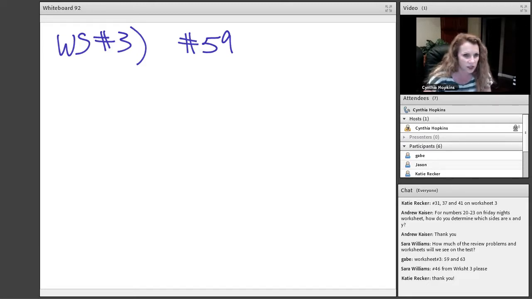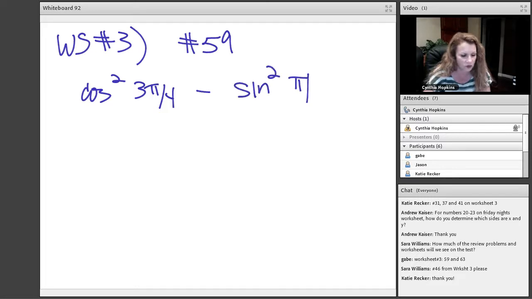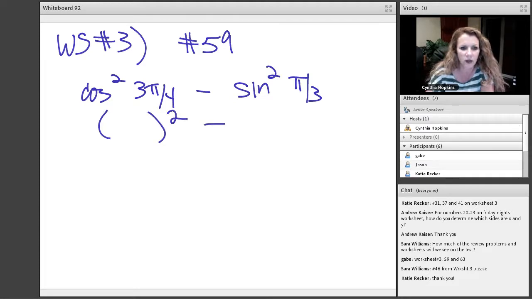Here I see cosine squared of 3 pi over 4. Well, look at that. That's a multiple of pi over 4. I know I'm going to have a 45, 45, 90. Then it says minus sine squared of pi over 3. Well, I didn't memorize pi over 3, even though I know it's 60 degrees. But I know I'm going to change that to the equivalent of 2 pi over 6. And I go, oh, it's going to be a 30, 60, 90. Okay, so I know this is going to be find the ratio and then square it, minus find that ratio and then square it. So I'm setting that up first. Then down here, I'll draw pictures.